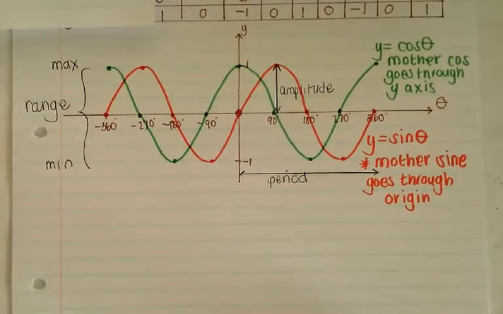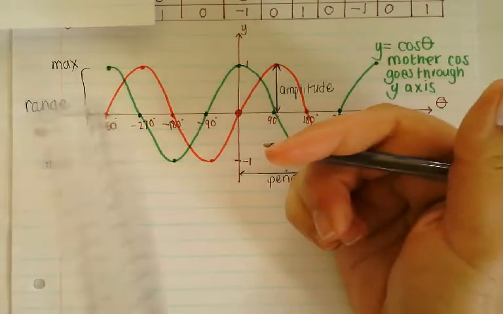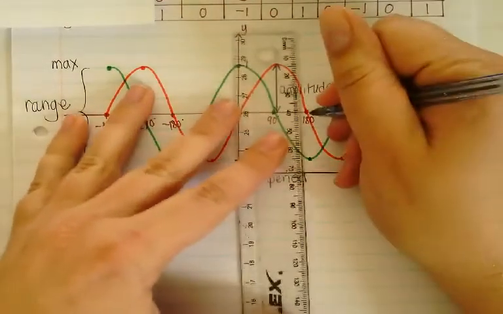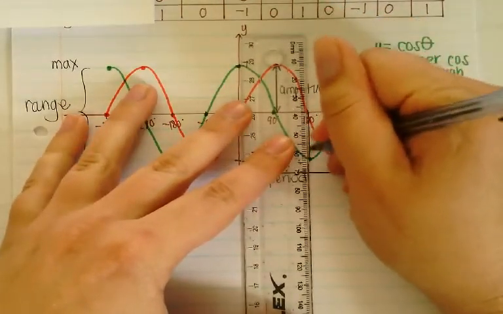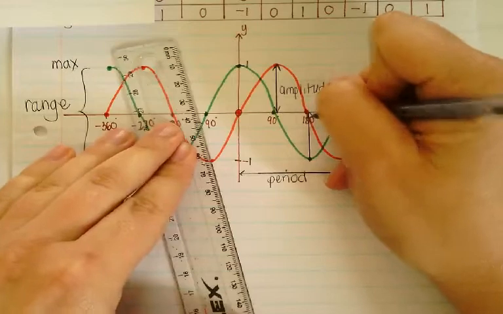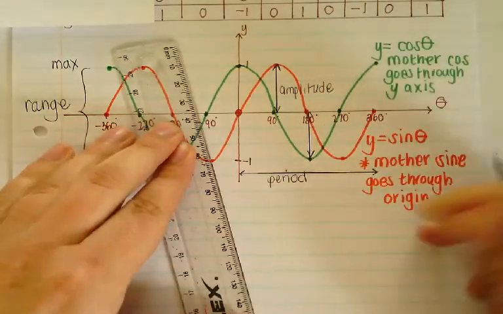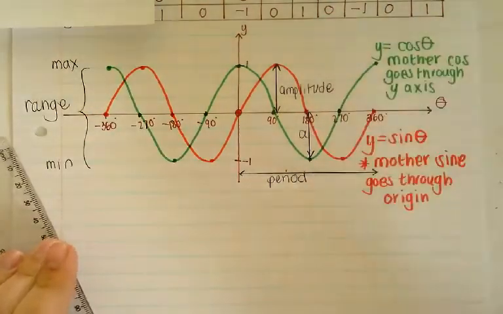Yes, Erin. The amplitude, can it just be for the red? No, the amplitude would be the same thing in the green. So for instance, I can draw it here. From any point that's the center of the graph to any maximum or minimum value is my amplitude.